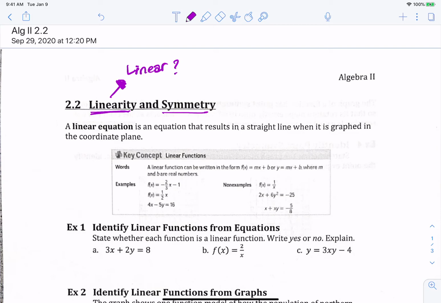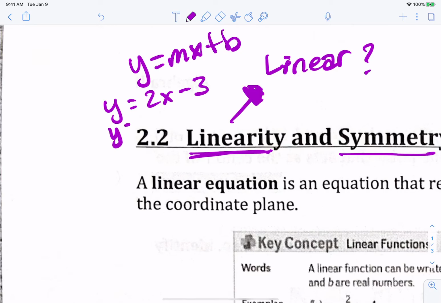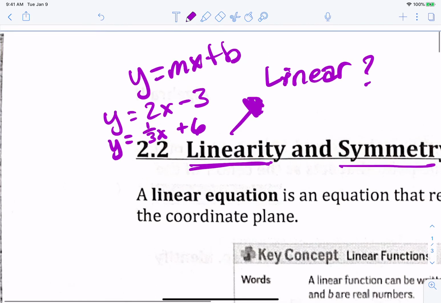Linear equations that we learned last chapter were like y equals mx plus b. That's slope-intercept form of a linear equation, right? So if it looks like y equals 2x minus 3, or y equals 1/3 x plus 6, that's a linear function. What happens if it's written like 3x plus 5y equals 10? Is that still linear? Yes, the y is just not solved for. We would then go and solve for the y. So all of those are linear functions.